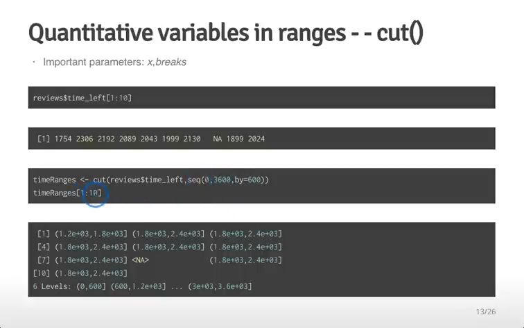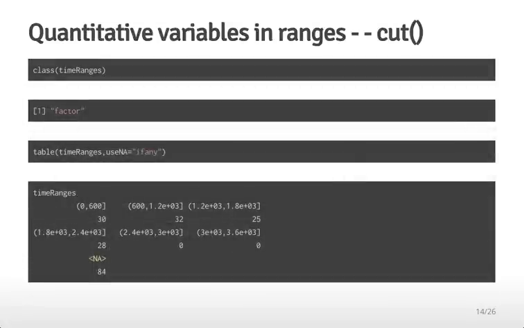So if we again look at the first 10 elements of this new cut up vector, the first element, 1754, is between 1200 and 1800, so it gets labeled as 1200 to 1800. The second element, 2306, appears between 1800 and 2400, so it gets labeled in the range 1800 to 2400. So basically we replace these quantitative variables with qualitative variables that are labels of the ranges where they appear. You can then look at the class of that ranges variable that we've created. It's now a factor variable instead of a quantitative variable.